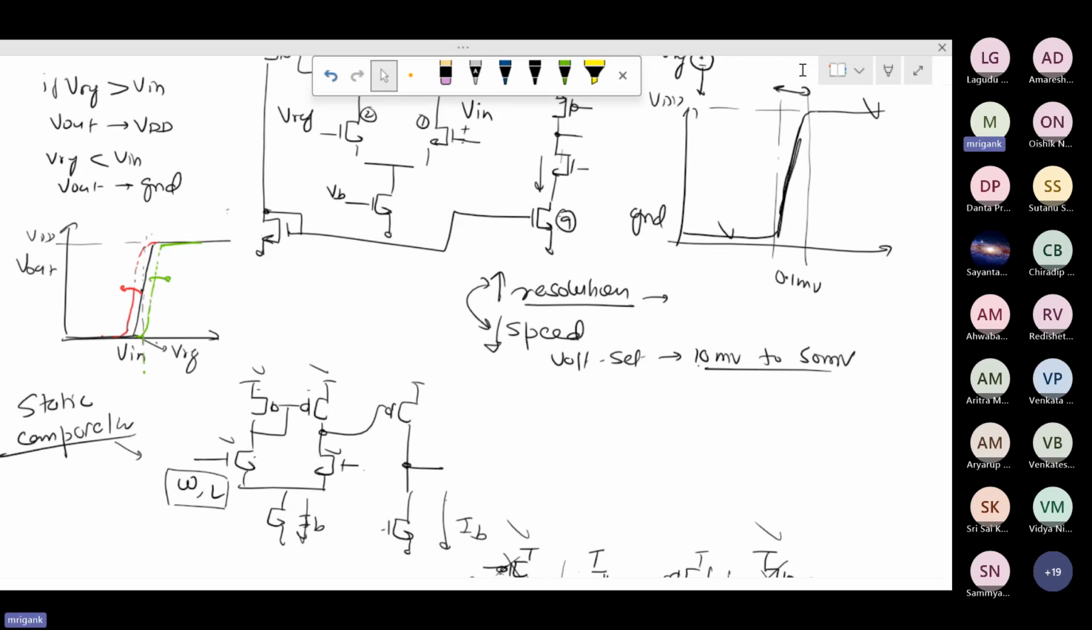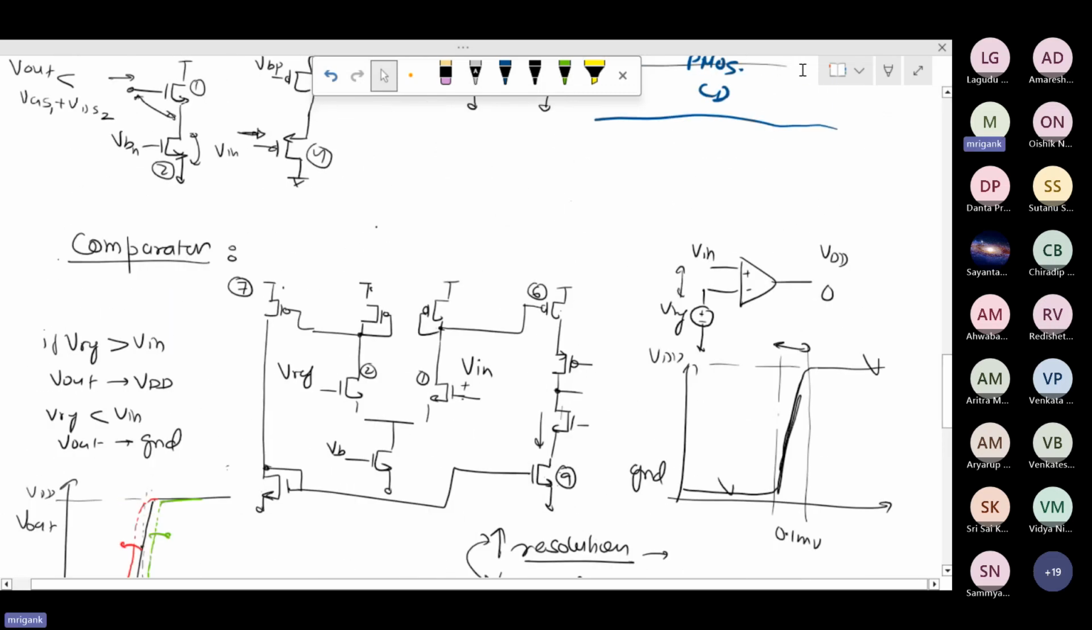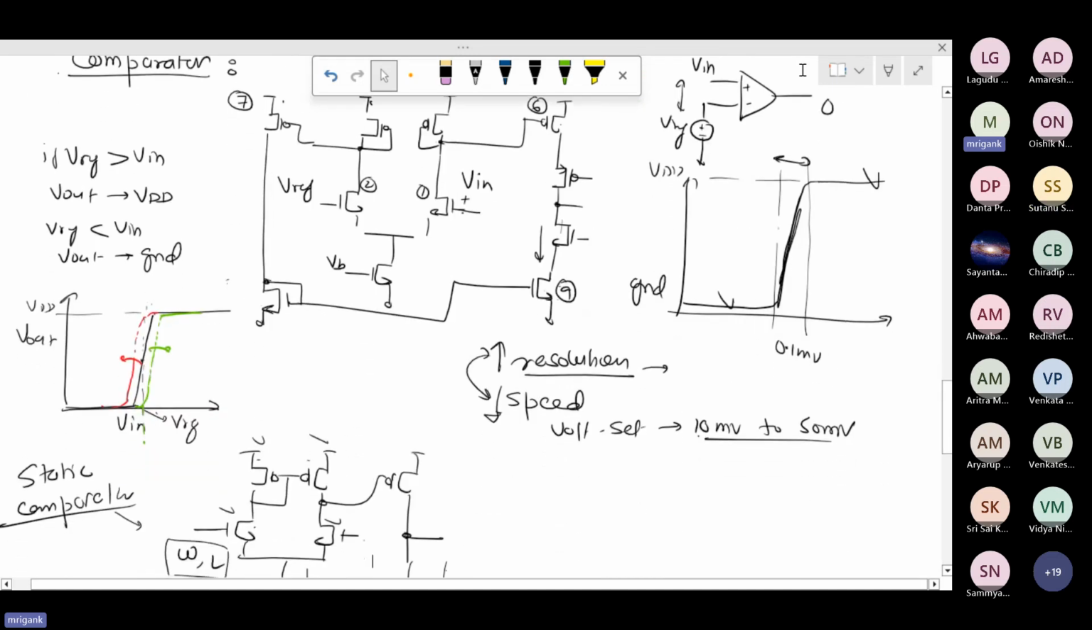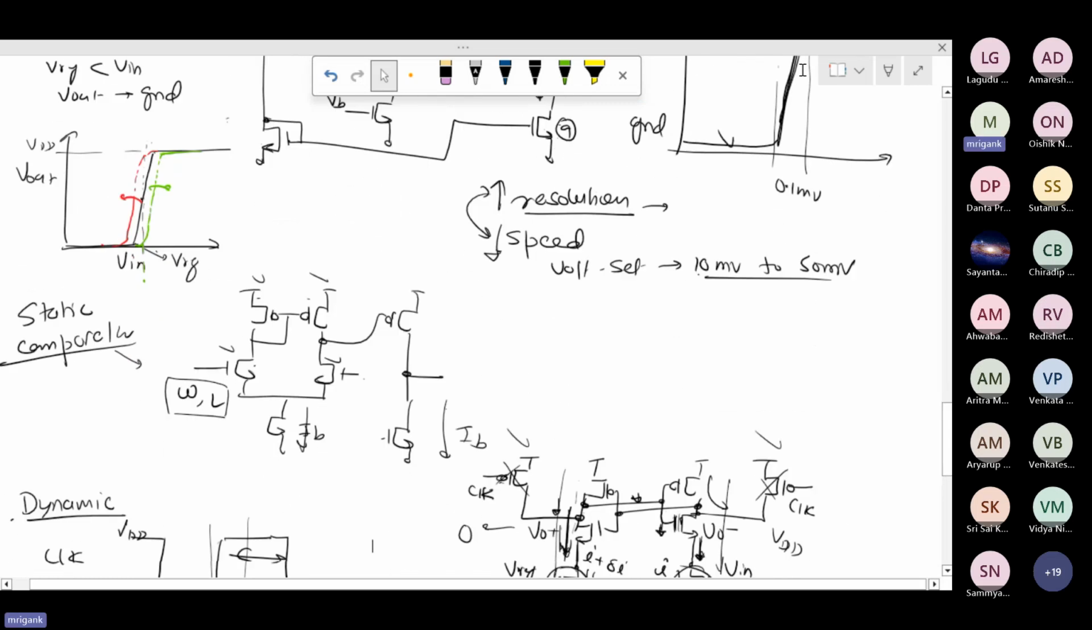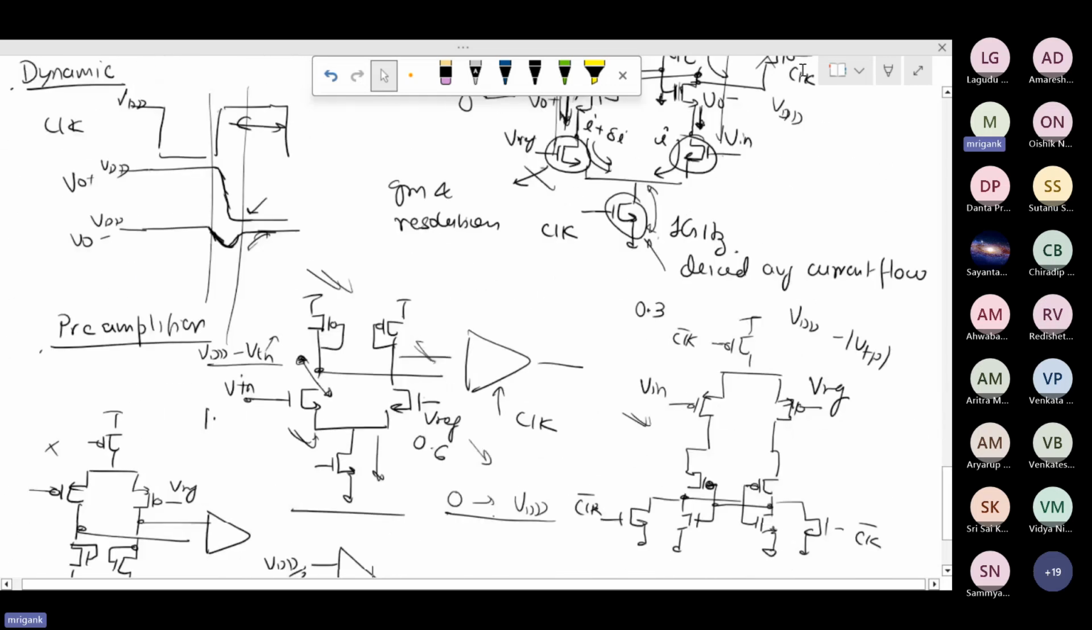Is that clear? So just like the op-amp, the comparator is also a very important part. Many such applications, many circuits, you will find comparators being used. Any question?